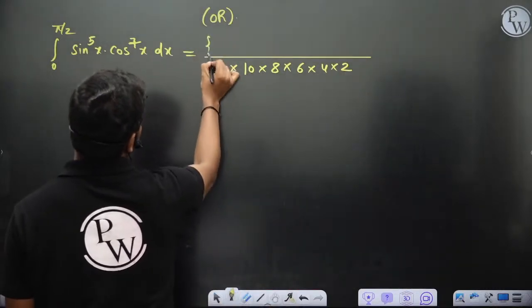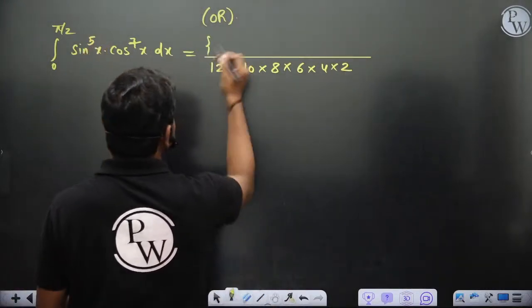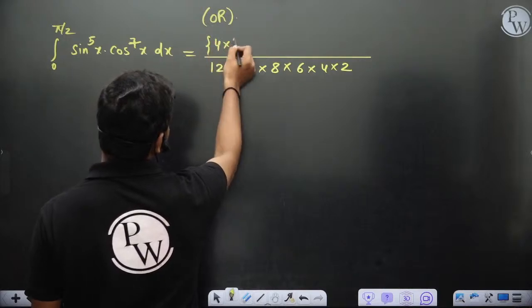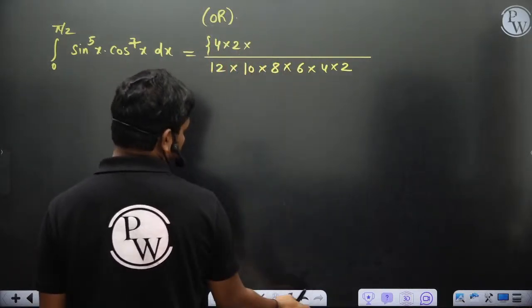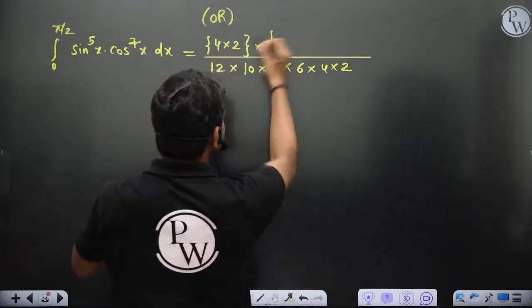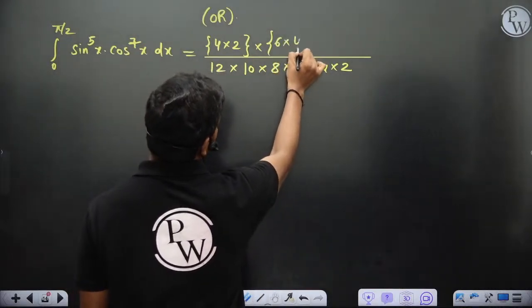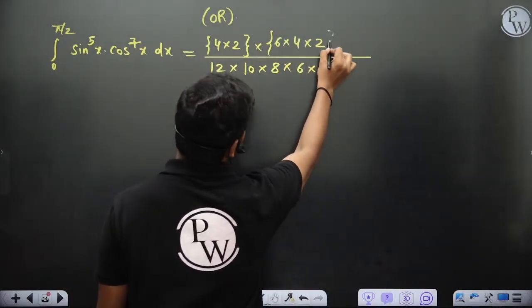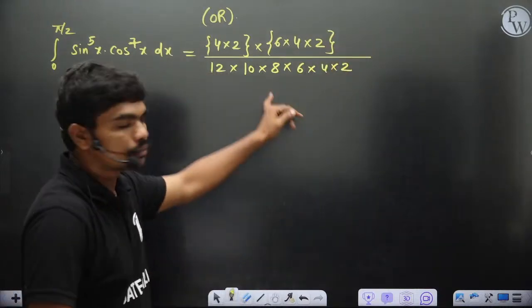Okay, then the m value is 5, so start with m minus 1, so 4, then alternate 2, and after 2 the next alternate term is 0, so we'll stop here. Then n minus 1, so n is 7, so start with n minus 1, so 6, then 4, then 2, and we'll stop here because again the next alternate term would be 0, so we'll stop these alternate terms.